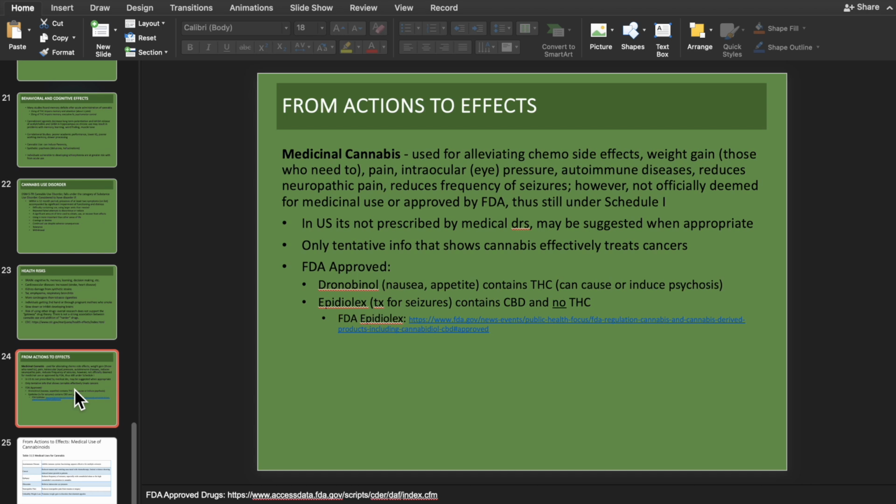So in the US, it's not prescribed by medical doctors, right? It might be suggested, but the doctor isn't going to write a script and have you go pick up weed at the pharmacy. There's no solid evidence that shows cannabis effectively treats cancers. Although it helps symptoms, it doesn't show that it actually treats the cancer. It just helps with cancer symptoms. That's very huge. That's like if pregnant, the medication that helps you not be nauseous doesn't make you not be pregnant anymore. It just helps with the symptoms for the mom to not be nauseous. What is FDA approved includes Ch11, that contains THC and is used for nausea and appetite, and Epidiolex, which contains CBD and is used to treat seizures.